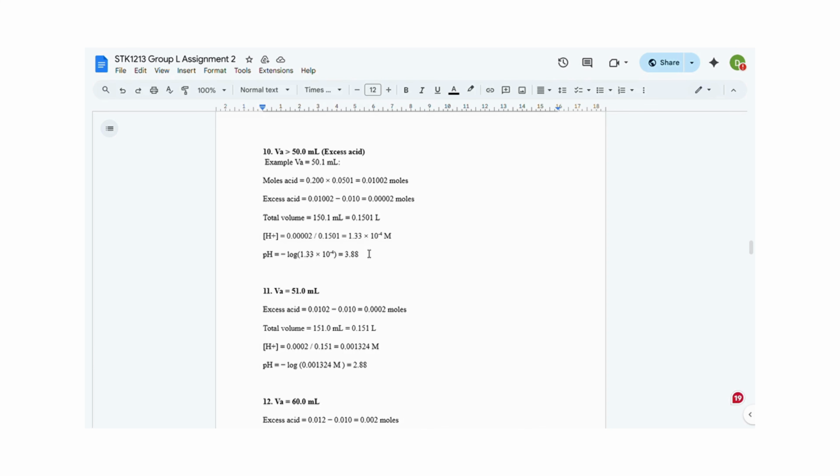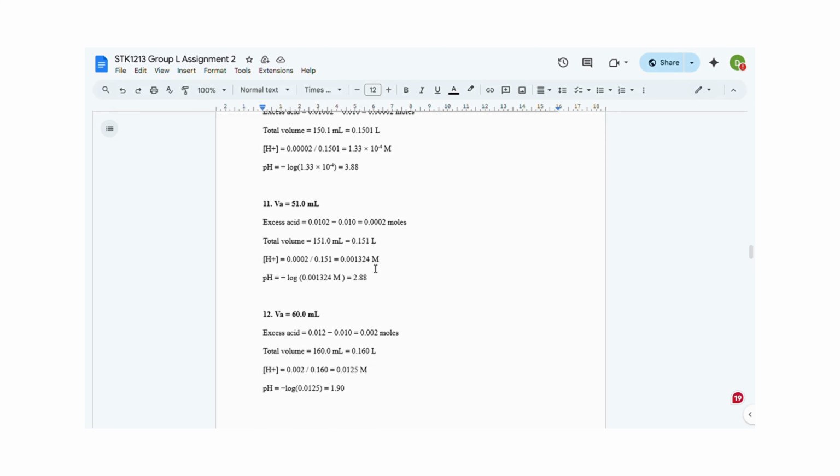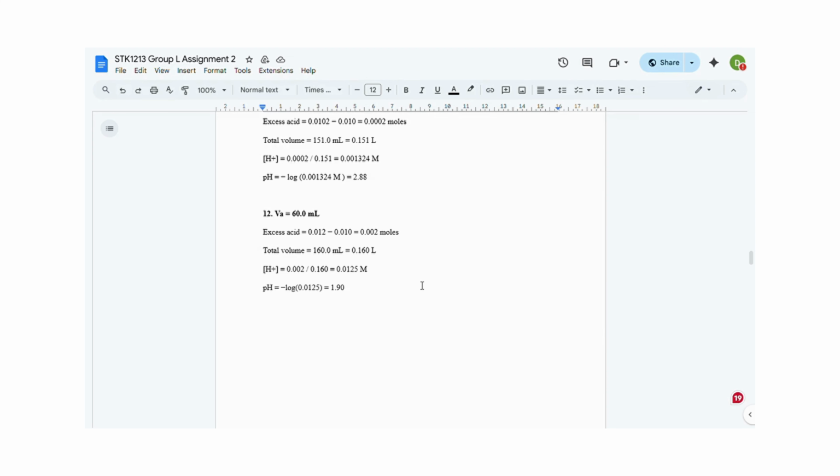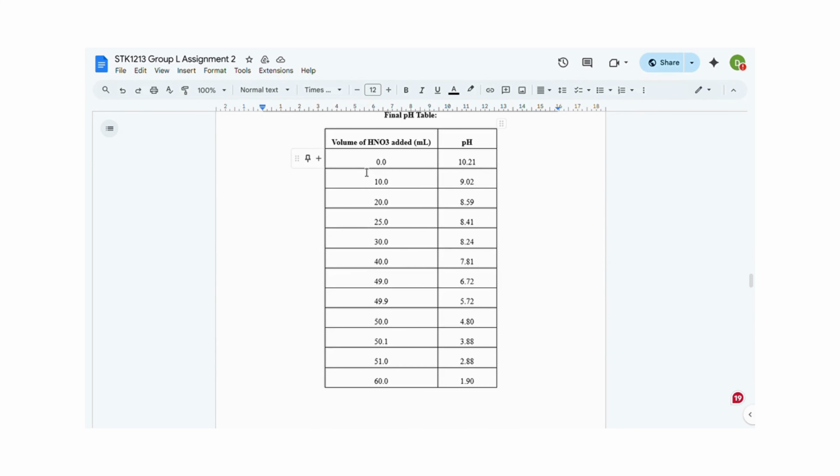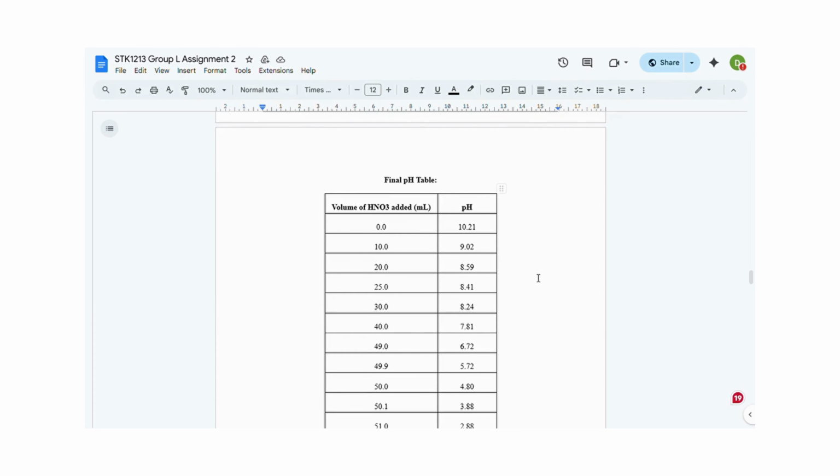And then we get 1.33 times 10 to the power of negative 4 mole, and the pH is negative log of 1.33 times 10 to the power of negative 4, and we get 3.88. We do the same for all the excess acid, for 51 milliliter and also 60 milliliter. Then this is our result.